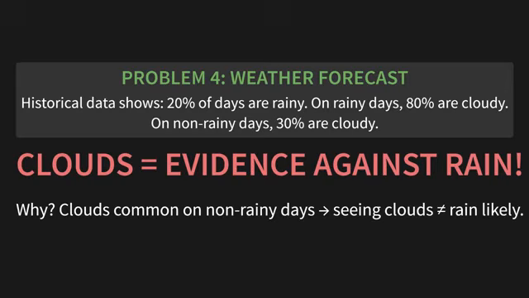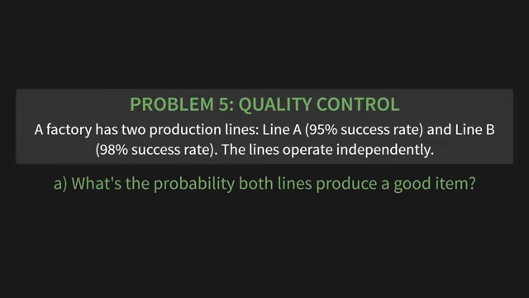This is why conditional probability is so powerful. It forces us to think about all the ways something can happen, not just the obvious ones.